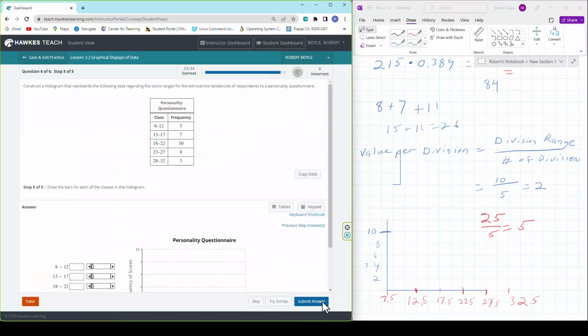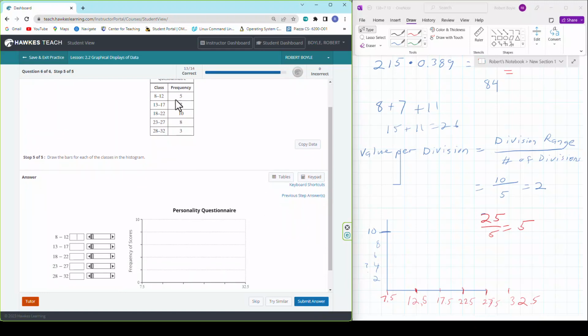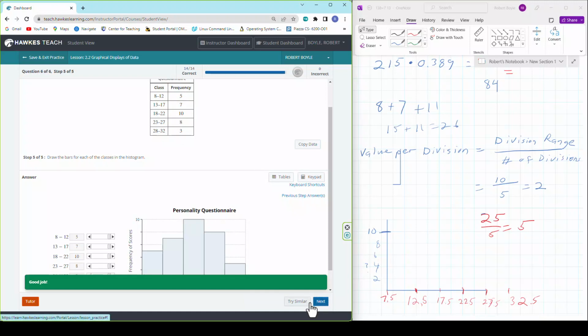And then finally, you need to populate the histogram. That is just as easy as taking these values here and writing them down here. So the first one is a 5. What you can do now is hit tab 3 times. 1, 2, 3. The next one is a 7. 1, 2, 3. 10. 1, 2, 3. 8. 1, 2, 3. 3. And that should be it. And boom, good job, and you are good to go.